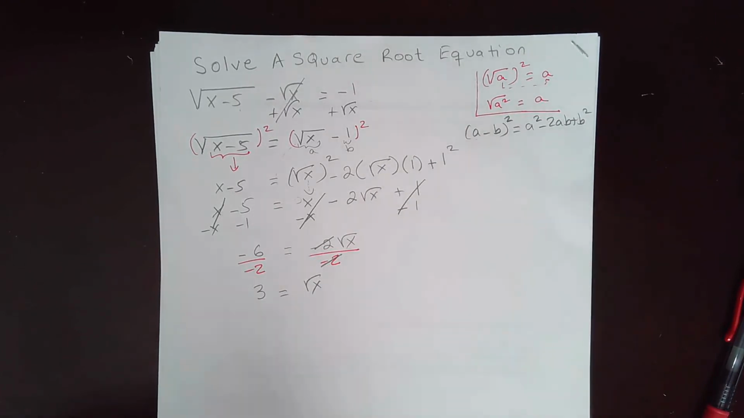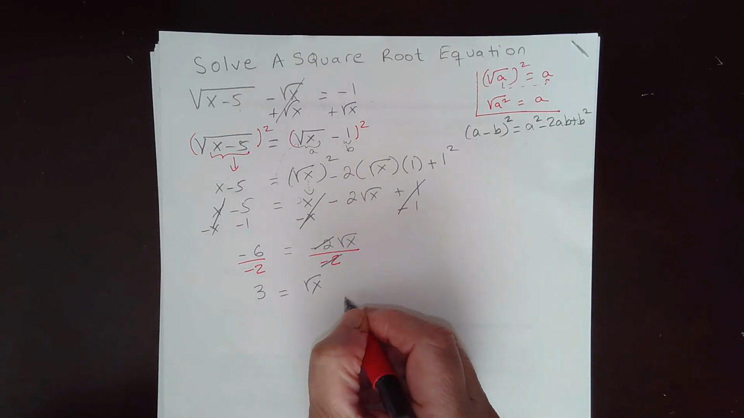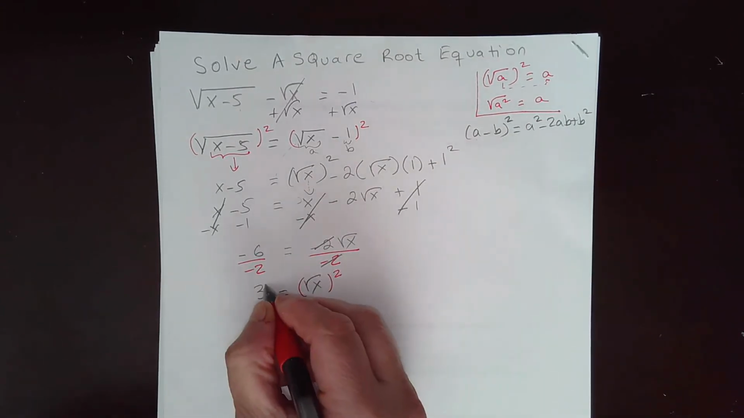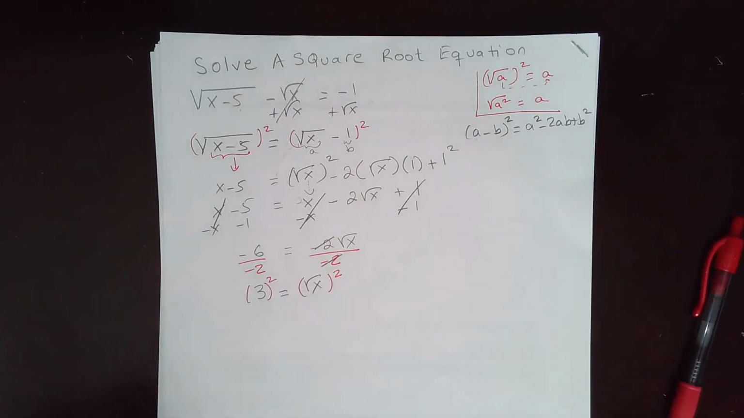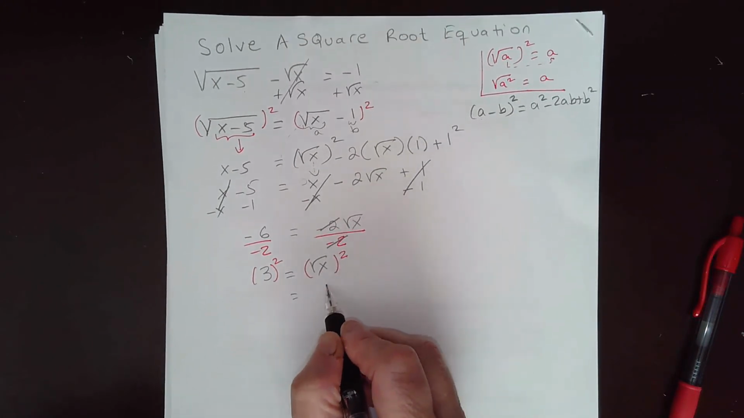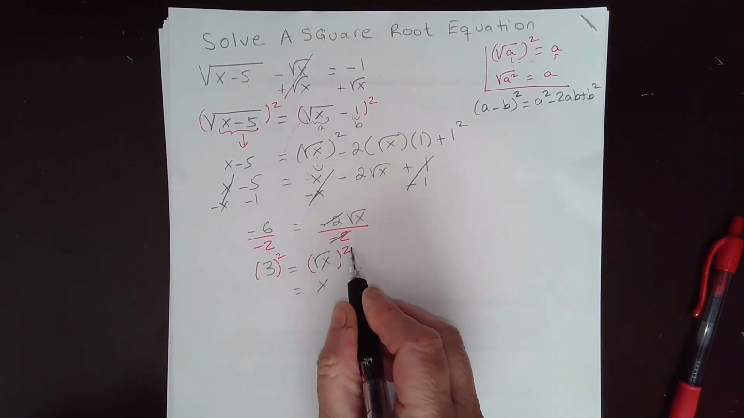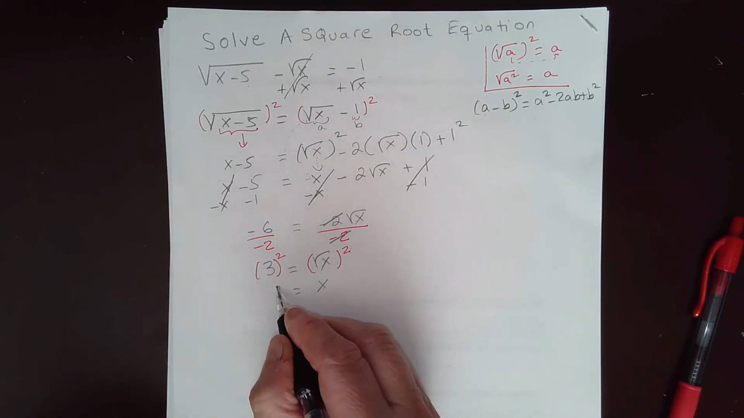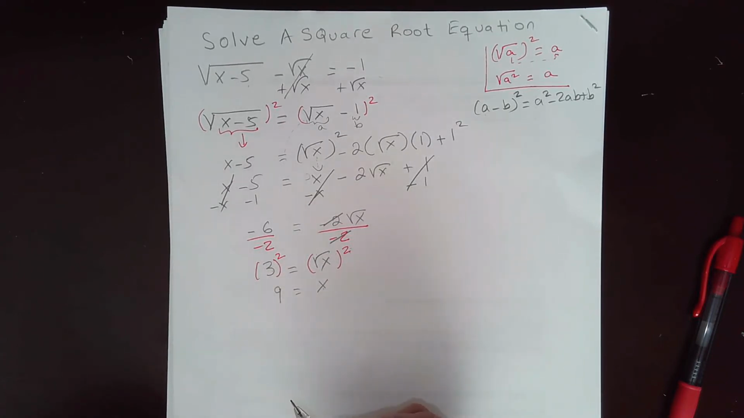Now to solve for x here, we need to raise both sides of the equation to the second power, square both sides of the equation. Why do we do that? So that we can get rid of the radical. Square root of x squared is just x. The square cancels the square root, and you have x, and 3 squared, that's equal to 9. So x equal 9 is our solution.